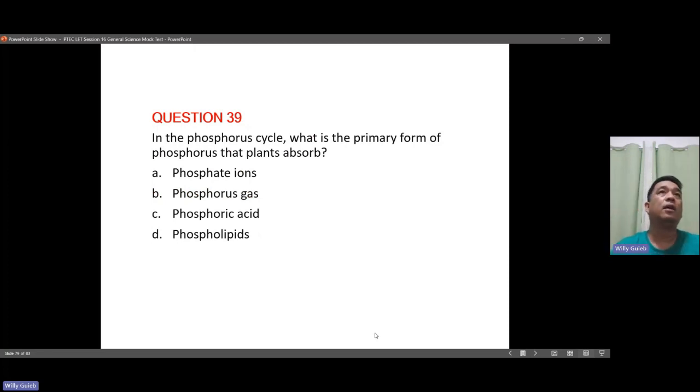In the phosphorus cycle, what is the primary form of phosphorus that plants absorb? A, phosphate ions, B, phosphorus gas, C, phosphoric acid, or D, phospholipids. Ang sagot natin for number 39 ay phosphate ion. So in the form of ion siya bago siya ma-absorb ng mga plants.